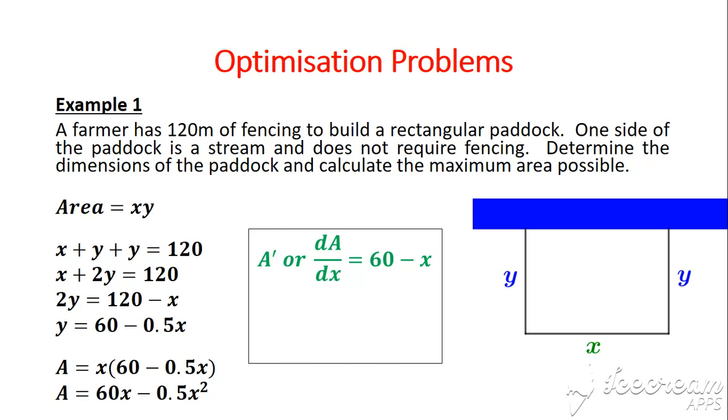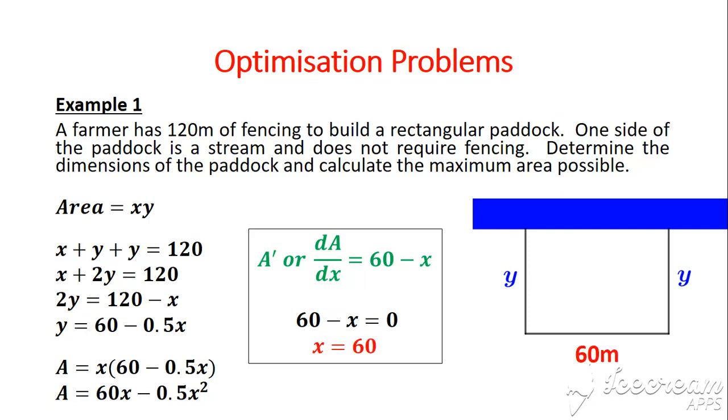So let's move on and do some calculus. Let's differentiate the area and work out A dash, or the formal way of saying it is dA over dx. And that's 60 minus x, because 60x differentiates to 60, and the 2 comes out the front and is multiplied by the negative 0.5 to get negative 1, and then we drop the x squared down to a power of 1. So this is the gradient rule. So let's put the gradient equal to 0, because a turning point occurs when the gradient is 0. And let's solve that to get x is 60.